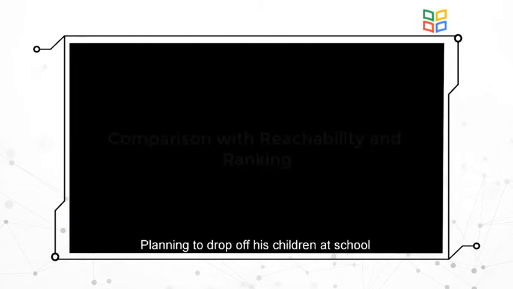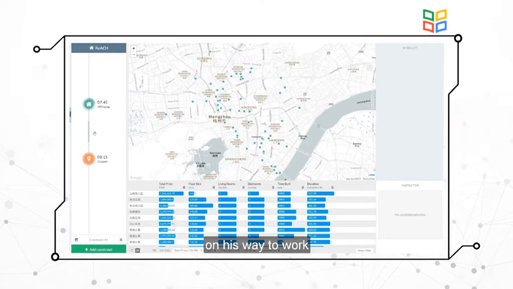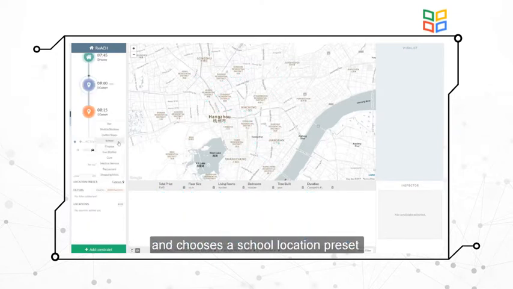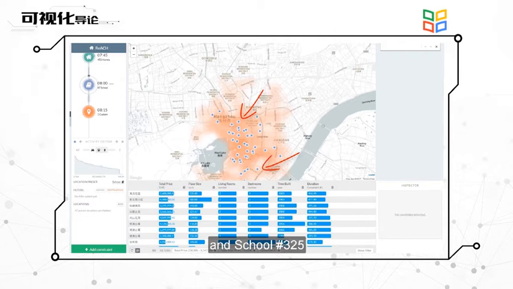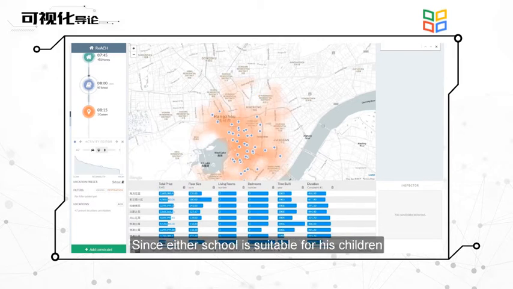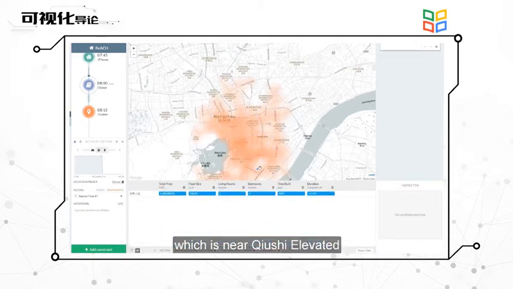Planning to drop off his children at school on his way to work, John adds a node at 8 o'clock and chooses a school location preset. With the result of preliminary surveys, John found 2 equally preferred schools, school number 27 and school number 325. Since either school is suitable for his children, he would like to compare the candidates based on the school choice he makes. First, John locates school number 27 in the map view, which is near Chilshi Elevated.